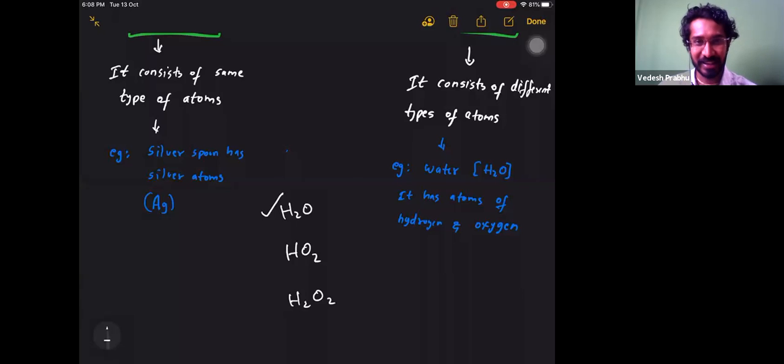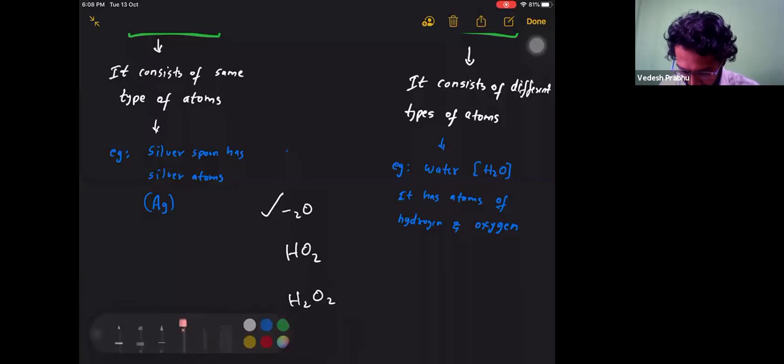All of this we will learn in the chapter atoms and molecules: why we write it in a particular way, the formula, the terms, the chemical symbols. So this is just about the definition part.